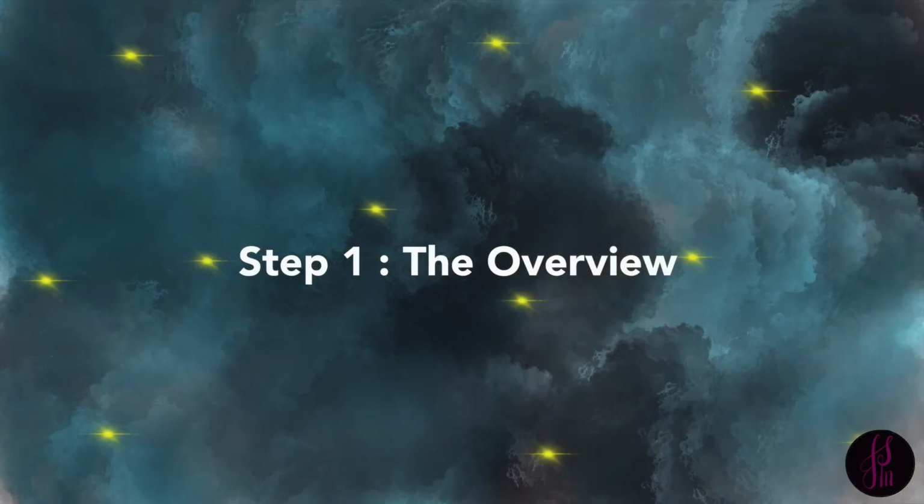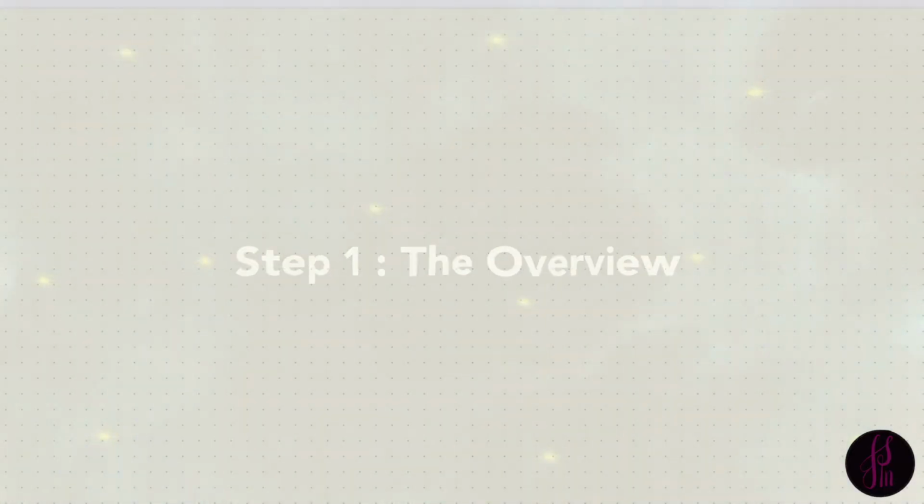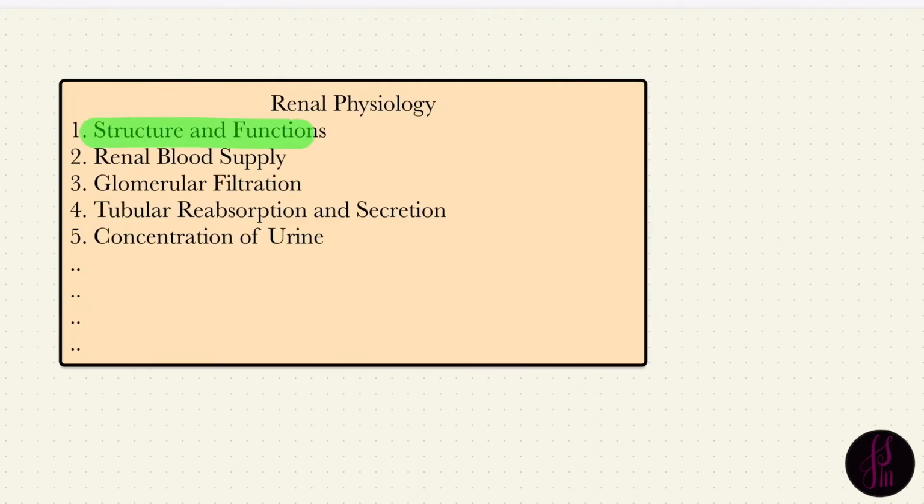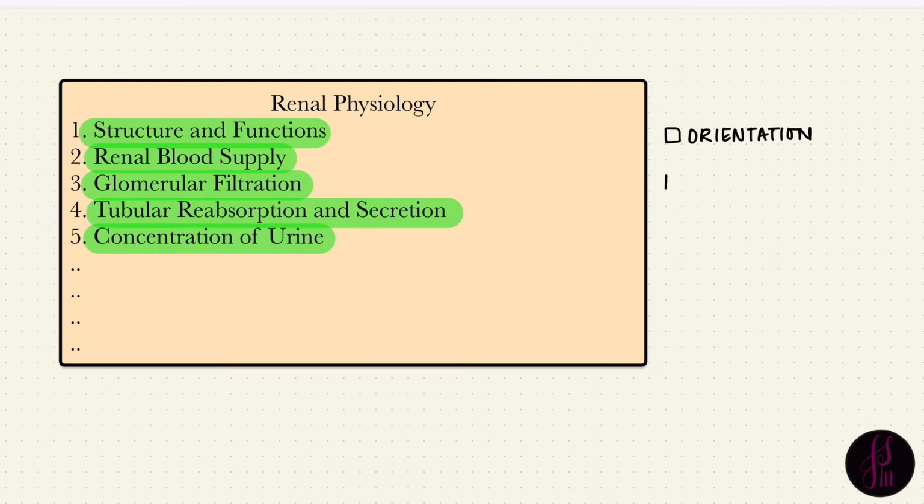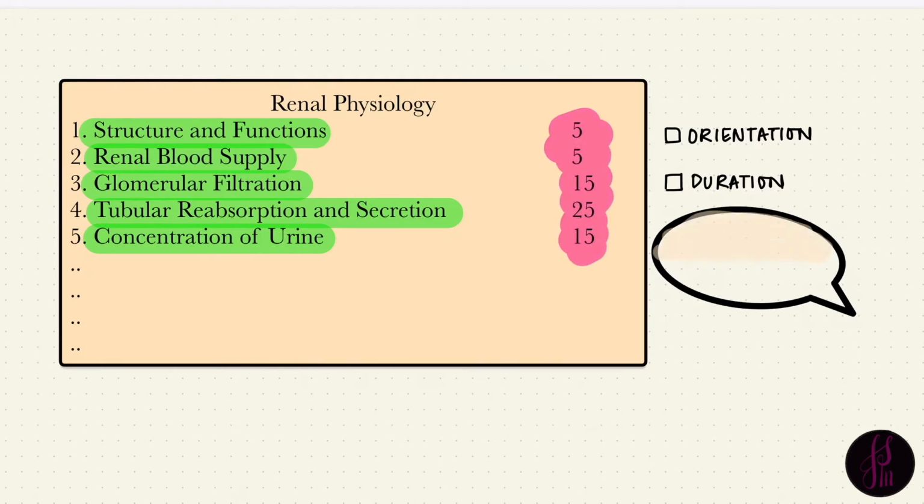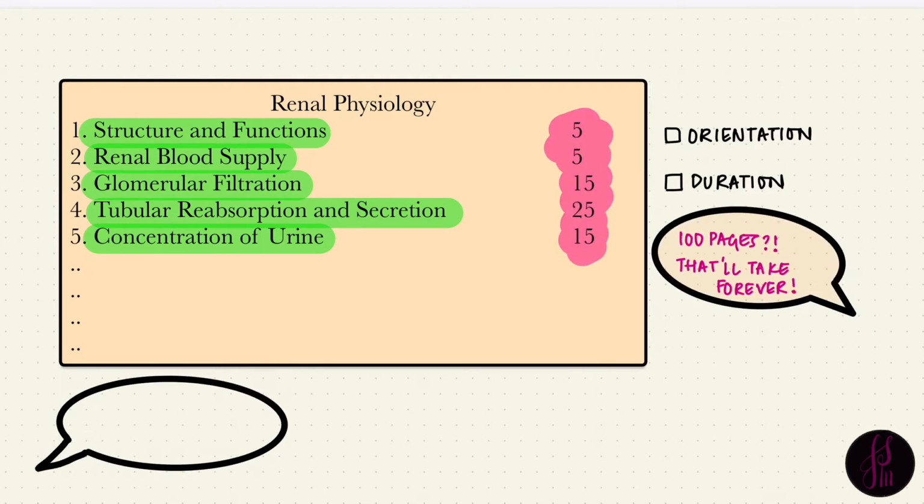Step one, the overview. The first thing I do when I start studying a particular organ system is I skim through the chapter titles and look at what I'm about to study. Now the reason I do this is because it gives me a better orientation to what I'm about to read. It also helps me gauge how long studying this could possibly take. When looking at it this way, it's easy to get overwhelmed by how many pages there are to study. I try to focus on how many chapters there are rather than the number of pages because that's easier to handle. Like 100 pages versus 10 chapters.